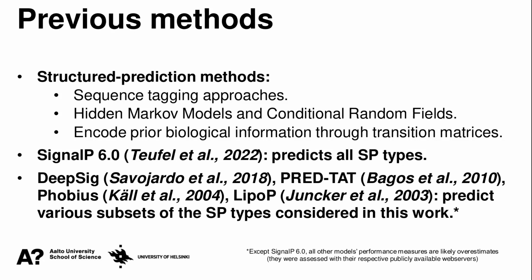We also include a few other prediction methods, but the caveat here is that all these other methods were tested using their publicly available web servers. Since their training datasets might have contained similar sequences to those we use in our final test measures, these performance measures are likely overestimates.